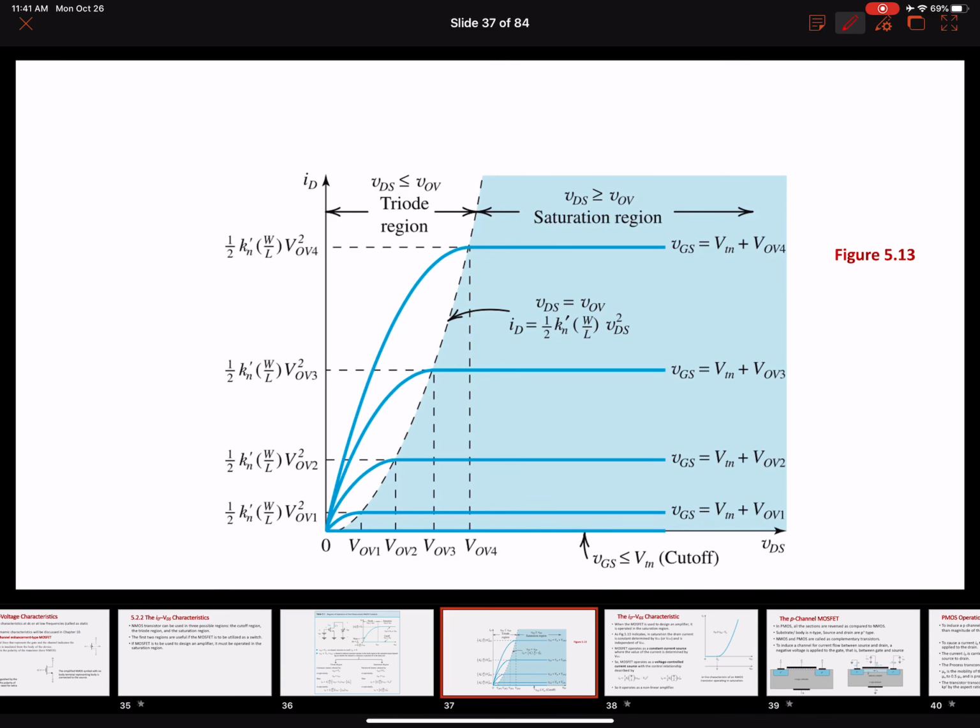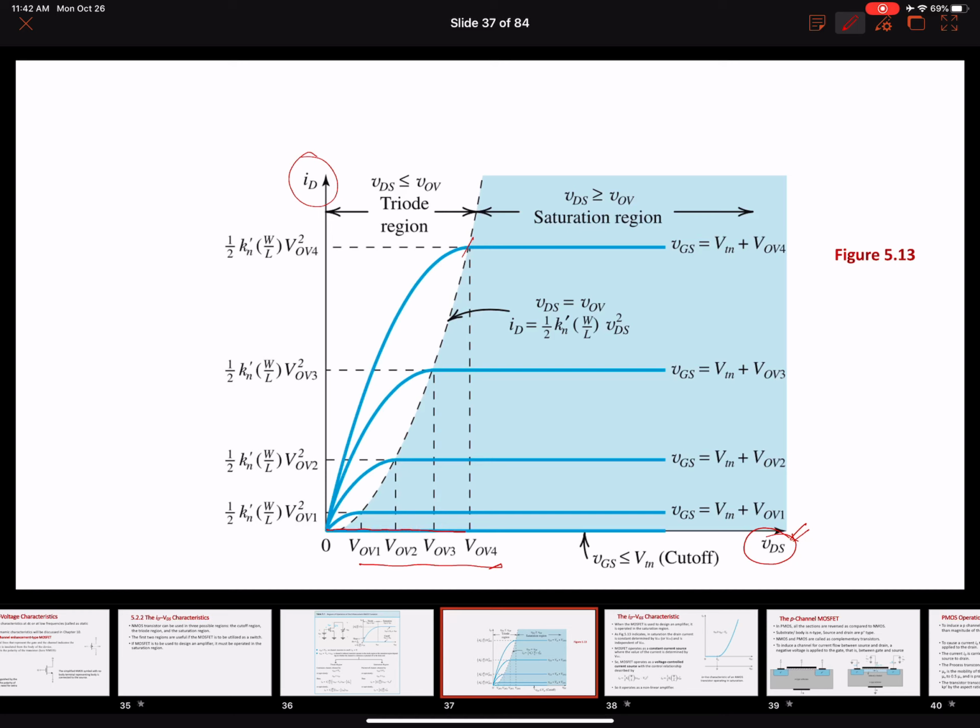And we have been discussing these characteristics multiple times. Again, we can briefly talk about it. Here is the drain to source voltage. Here is the overdrive voltage. Okay, so over here we have the drain to source voltage, and over here we have our drain current, right? And we have evaluated these IV characteristics.